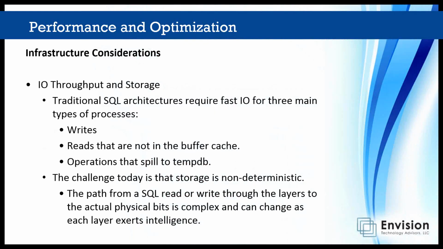So the next big bubble we have when we talk about the infrastructure is the I/O throughput and storage. Now this always traditionally meant disks. So we'll talk about that in the second bullet, but I will say traditional SQL architectures require fast I/O, and there's three main things that SQL does that needs I/O. One of them is writes, and the second one is reads that are not in the buffer cache, and the third one are operations that spill to tempdb.